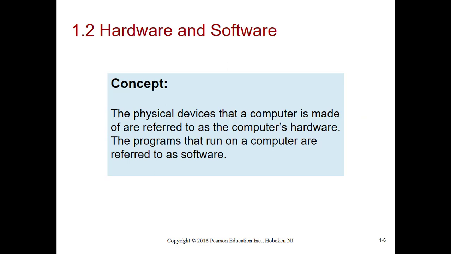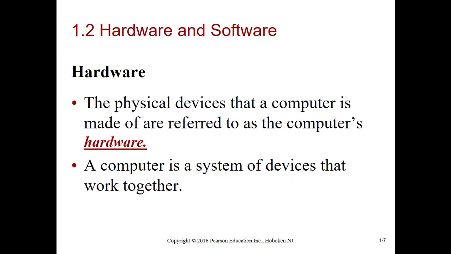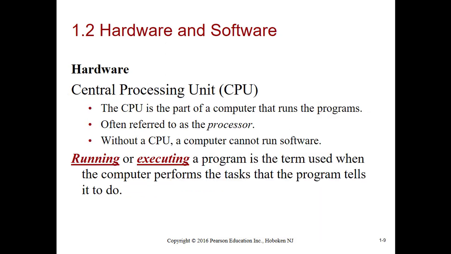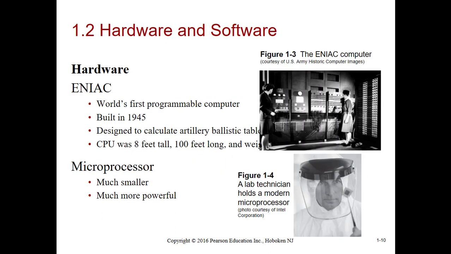Hardware and software. The physical devices that a computer is made of are referred to as the computer's hardware. The programs that run on a computer are referred to as the software. A computer is a system of devices that works together. Hardware consists of CPU, main memory, secondary storage, input devices, and output devices. The CPU is the part of the computer that runs the program, also referred to as the processor. Without it, a computer cannot run software. Running or executing a program is the term used when the computer performs the task that the program tells it to do.